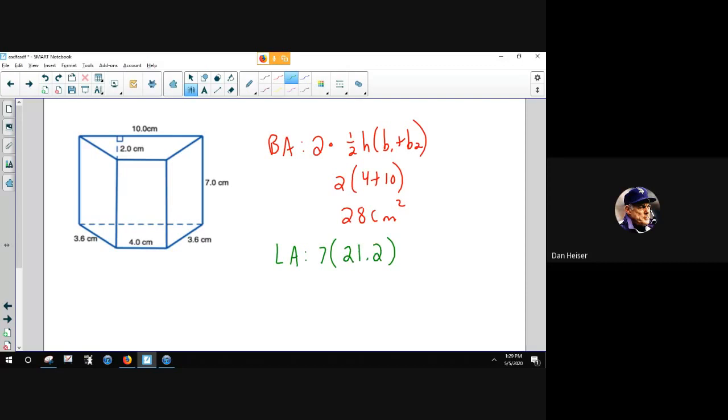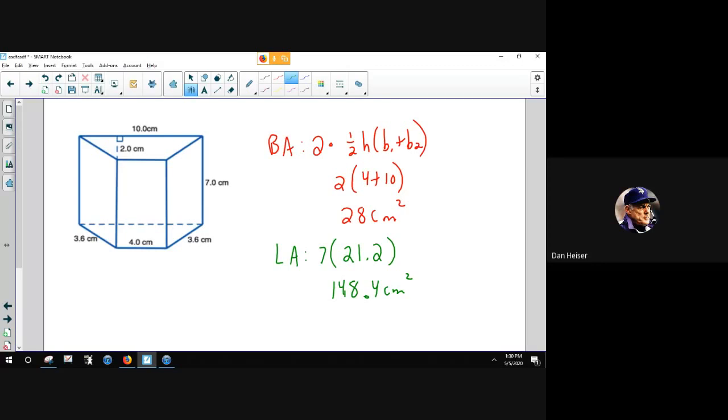There's our lateral area. Or you could simply take 3.6 times 7, 4 times 7, 3.6 times 7 again, and for this back wall, take 10 times 7, and then add all 4 of those up. This way is a little quicker, and it looks like we get 148.4 square centimeters.